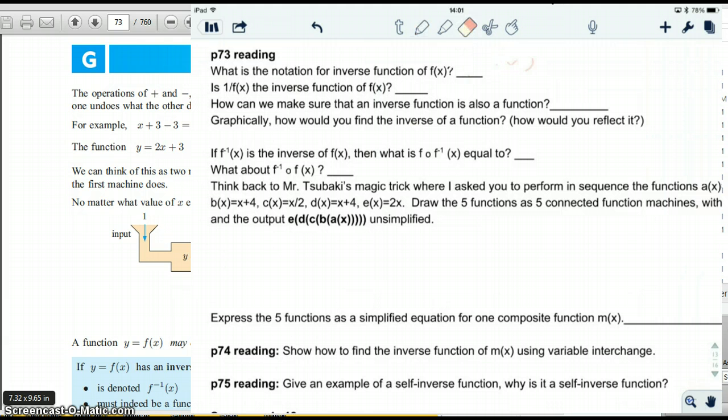Man, that's terrible writing, huh? This pen is not very good. There we go, that's better.